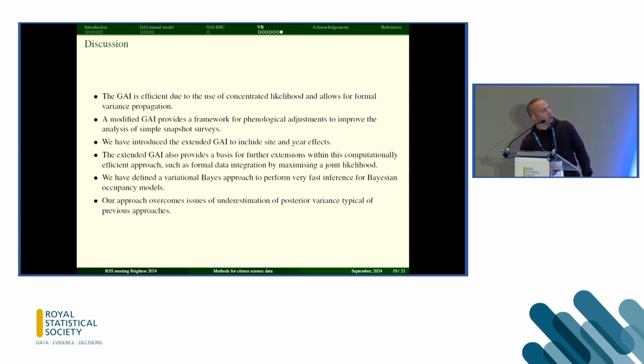And additionally, we also introduce a new inference technique for occupancy models, which is a variational-based technique, which overcomes the issue of underestimation of posterior variance, as it was in previous applications of variational Bayes, while obviously being faster than Bayesian inference using MCMC, which can be slow, even though it is correct.